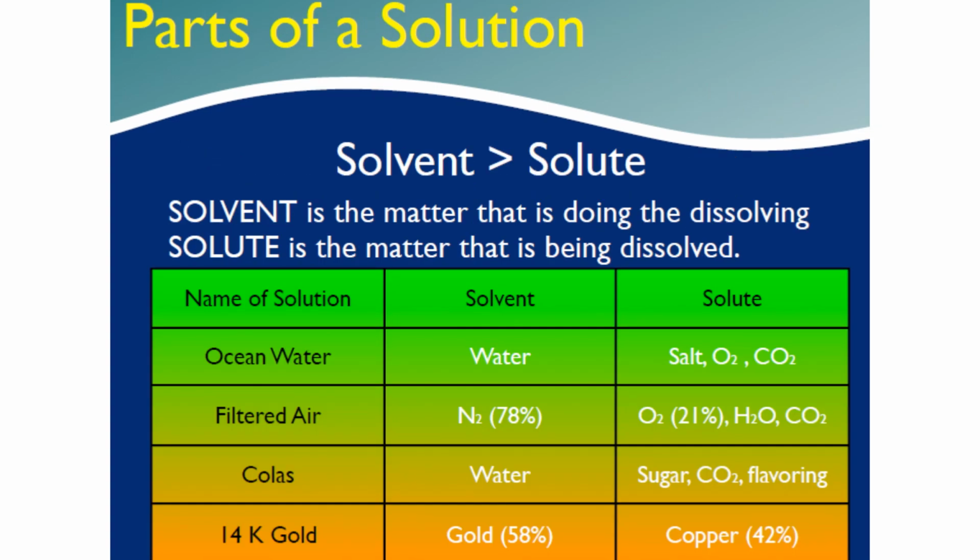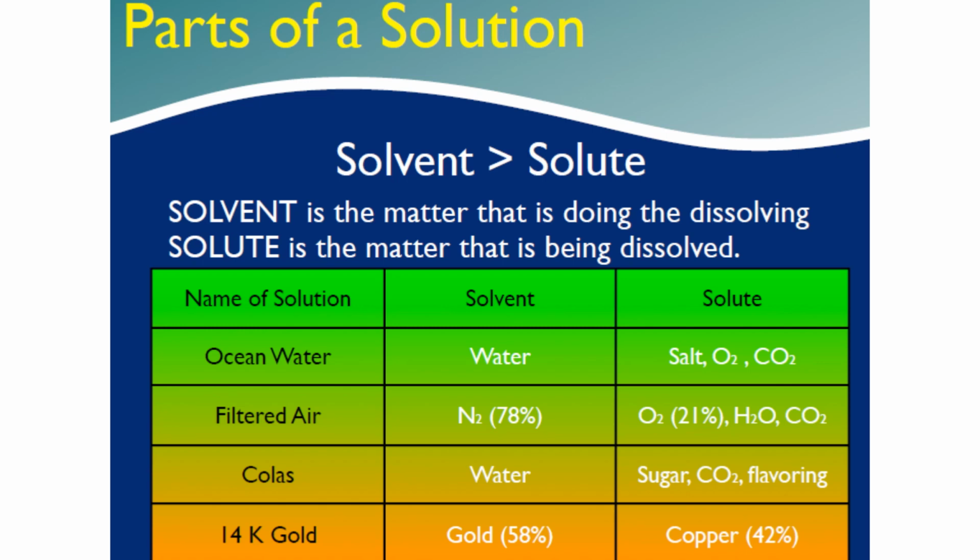Parts of a solution. The solvent is the matter that is doing the dissolving. It is usually the part of the mixture that is larger. Usually it is water. The solute is the matter that is being dissolved. It is usually the smaller particles that are being put into the larger mixture and being dissolved into it. For example, if you think about Kool-Aid, when you make Kool-Aid, you take the red sugary particles, those are the solute, and you mix them into the water. The water is the solvent.